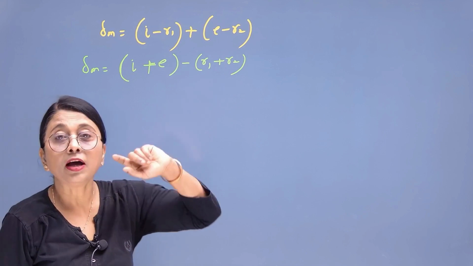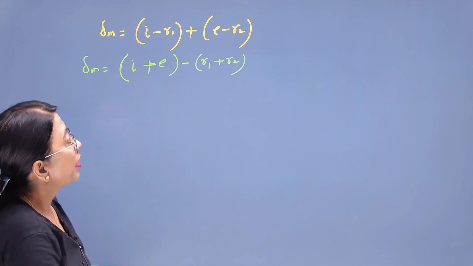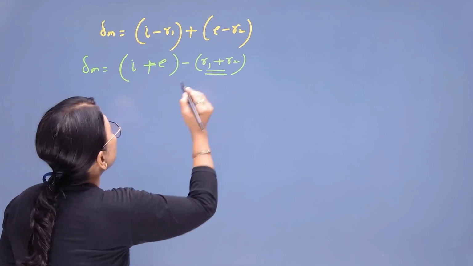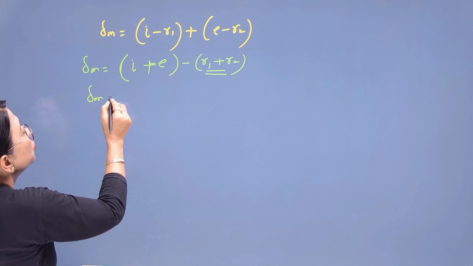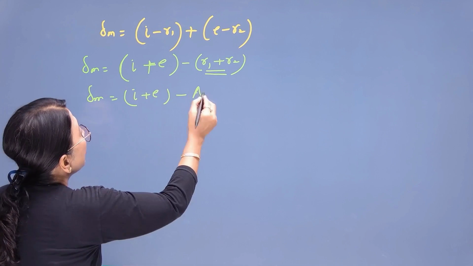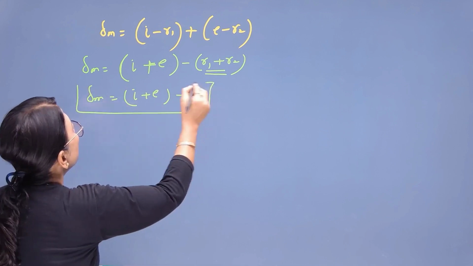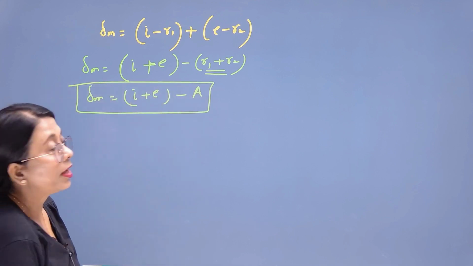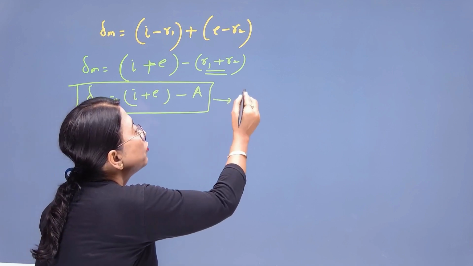Just now we have done R1 plus R2 is what? A. अगर R1 plus R2 A है तो उसकी जगह क्या लिख देंगे? A. So del m is equal to I plus E minus A. Again, a very, very important formula. We name it as what? 4. इसको 4 डाल देते.